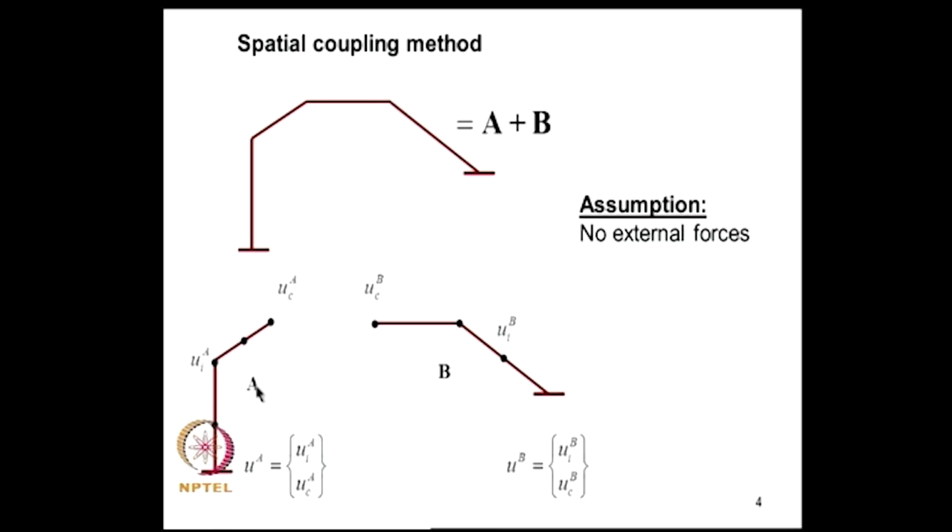Now, if we consider substructure A, the degrees of freedom in this model can further be classified as interior degrees of freedom and coupling degrees of freedom. Coupling degrees of freedom occurs here where this node and this node are to be coupled to produce a built up structure. So, the degrees of freedom at this node constitute UC of A, and other degrees of freedom in the interior are the interior degrees of freedom. Similarly, for system B I have UI of B and UC of B. Clearly, you can see that UC of A and UC of B need to be equal for compatibility relations to be obeyed.